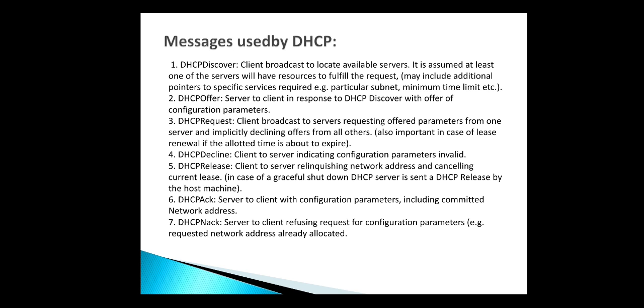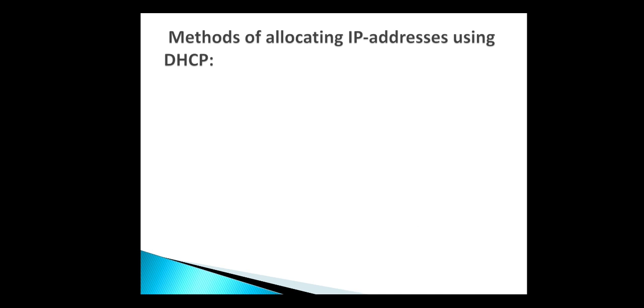DHCP decline: client to server, indicating the configuration parameter is invalid. DHCP release: client to server, relinquishing the network address and cancelling the current lease. DHCP acknowledgement: server to client with configuration parameters, including the committed network address. DHCP negative acknowledgement: refusing the request for configuration parameters, that is, the requested network address is already allocated.